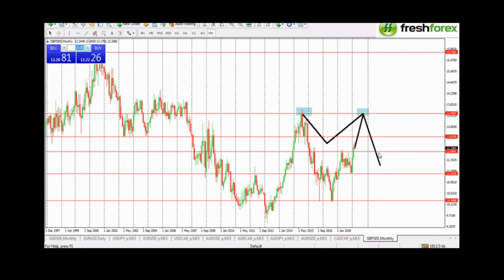So far, we've only looked at the double top. There's also another one, which is the triple top. That means price touches a level 3 times. And we want to look at that just now.